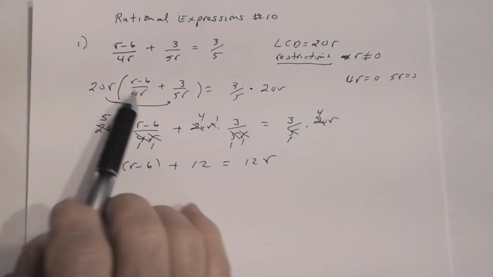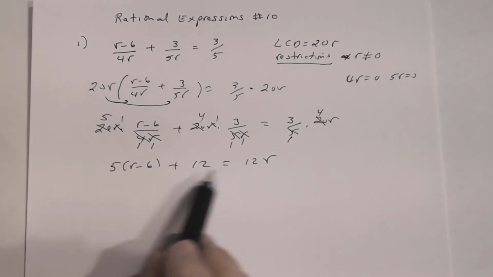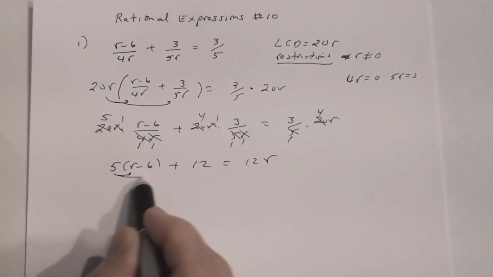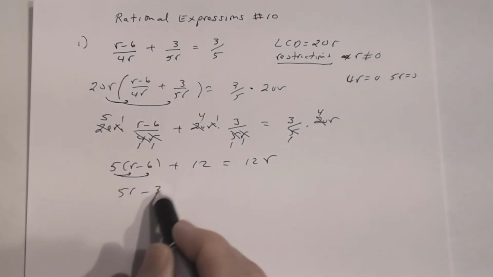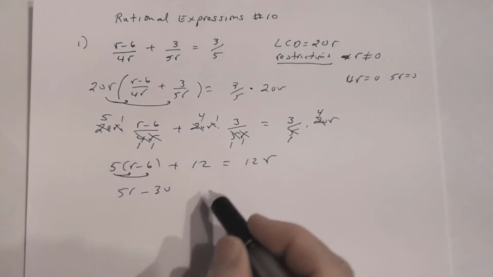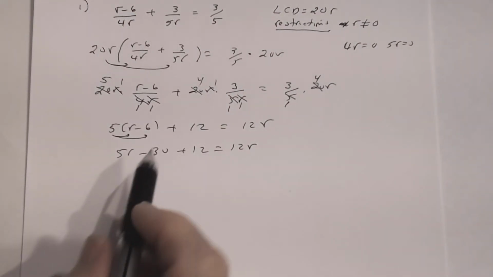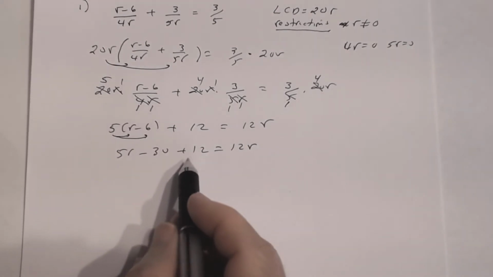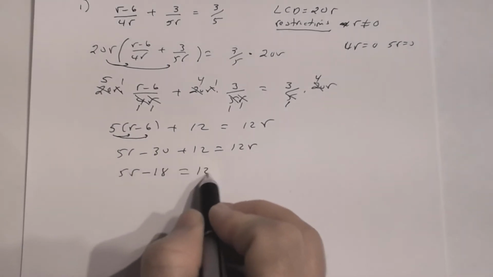So notice I went from this rational equation, and it looks like I have a linear equation, right? All right, so let's solve this linear equation. To solve this linear equation, we're going to distribute the 5. And so I get 5r minus 30. 5 times negative 6 is negative 30. Plus 12 equals 12r. All right. Now combine like terms on the left side. Negative 30 and 12 is negative 18. So I get 5r minus 18 equals 12r.